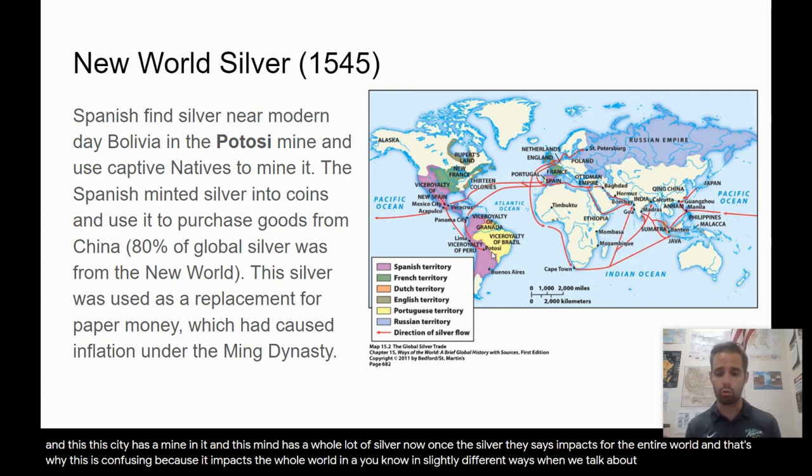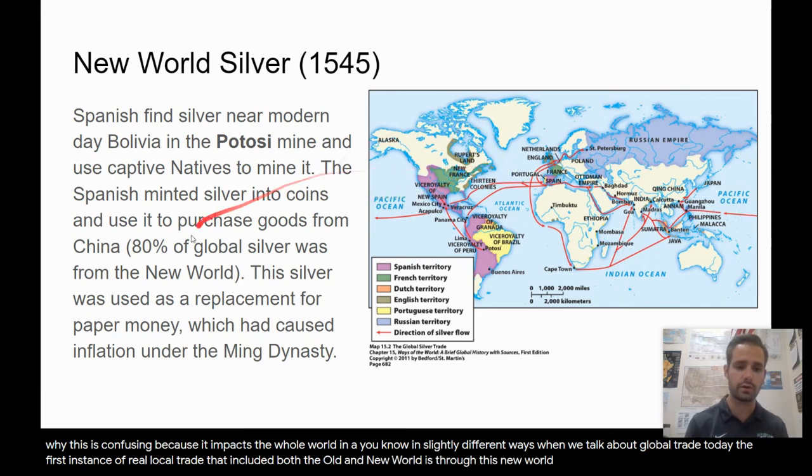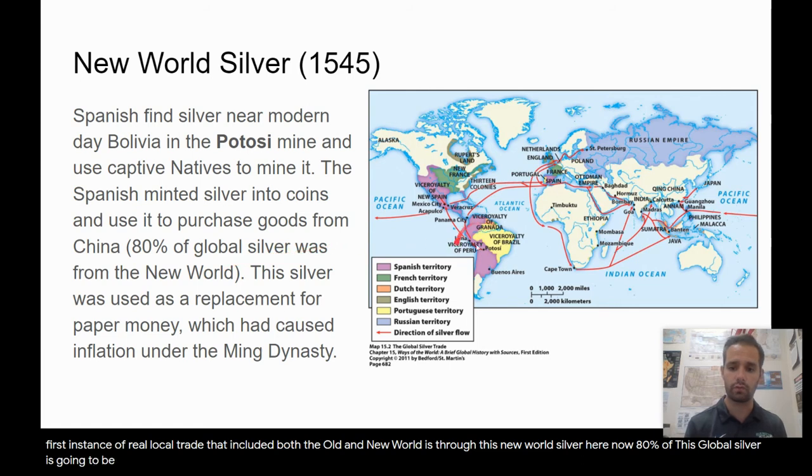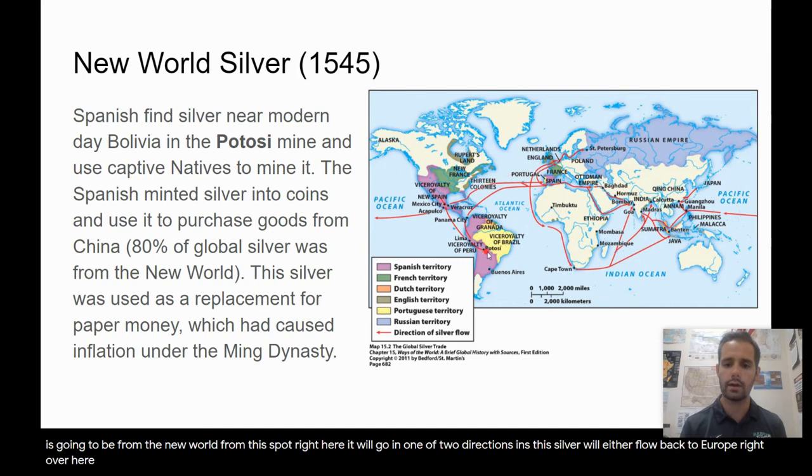When we talk about global trade today, the first instance of real global trade that included both the old and new world is through this new world silver here. Now, 80% of this global silver is going to be from the new world, from this spot right here. It will go in one of two directions. The silver will either flow back to Europe right over here, or it will flow this way and all the way around to China.